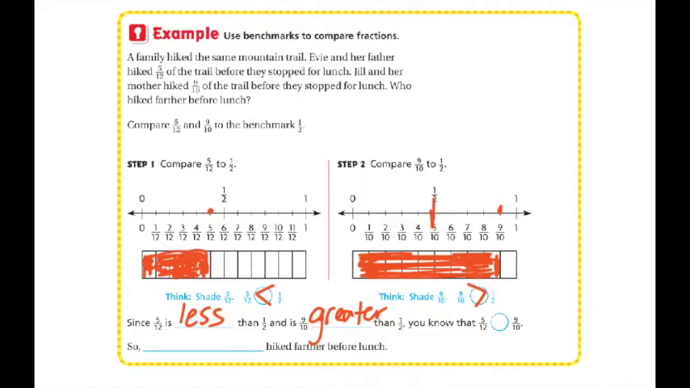And so because 5/12 is less than 1/2, but 9/10 is greater than 1/2, I can say that 5/12 is less than 9/10. So the folks that hiked 9/10 of the trail hiked farther, and that was Jill and her mother. Okay. Let me give you a moment to jot that down.